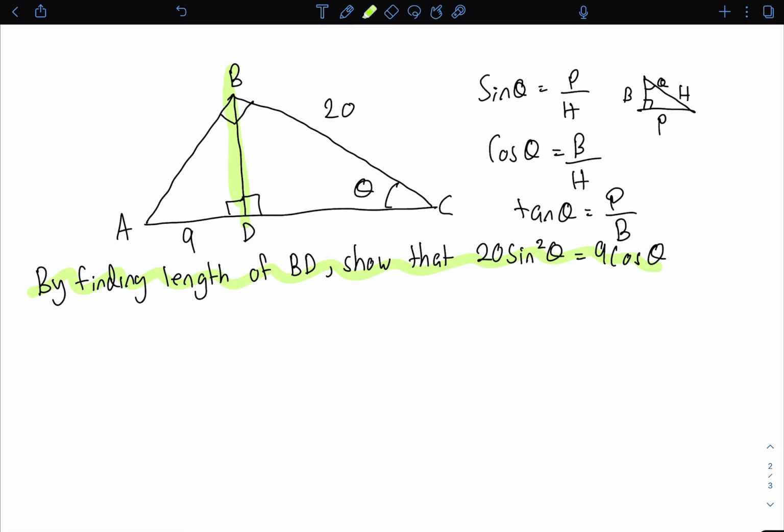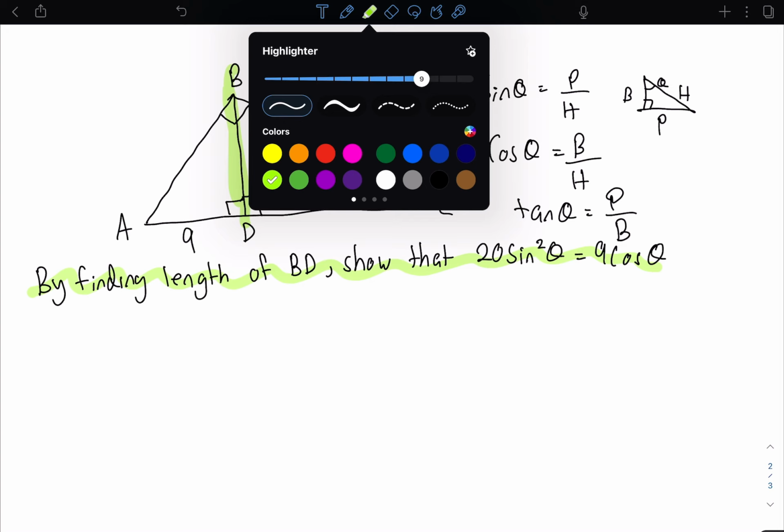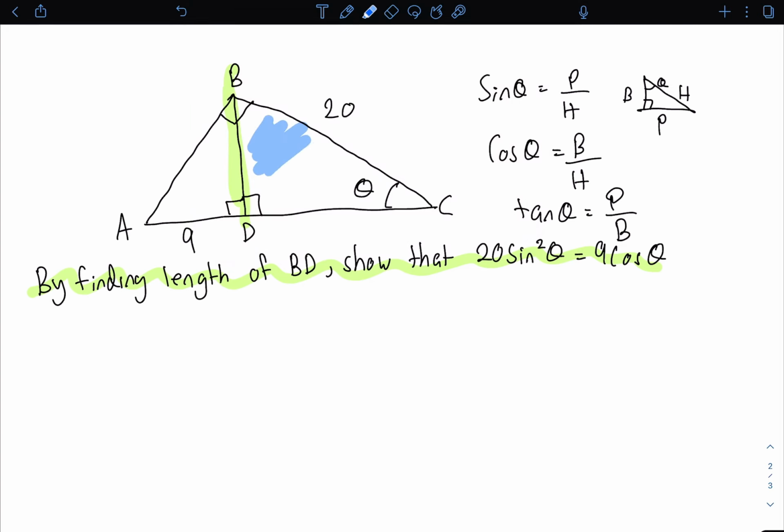For this question, let's first count how many triangles there are. This entire thing is one triangle. This is the second triangle. And if you ignore the line BD, you can also see a third, larger triangle. But we won't be needing that in this question, so don't worry about it. I just want you to recognize that there are two triangles here, this and this.